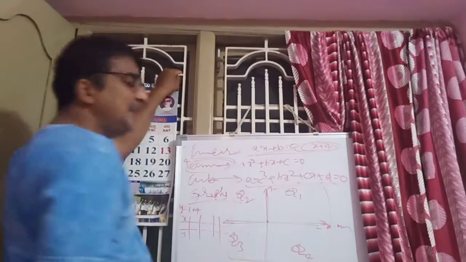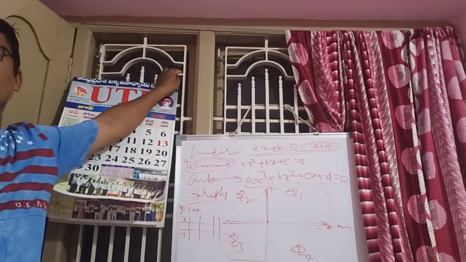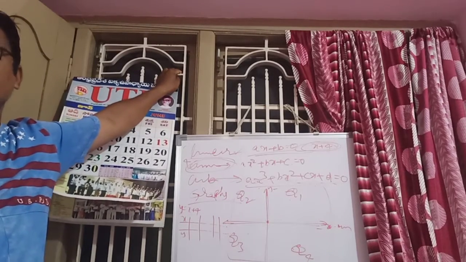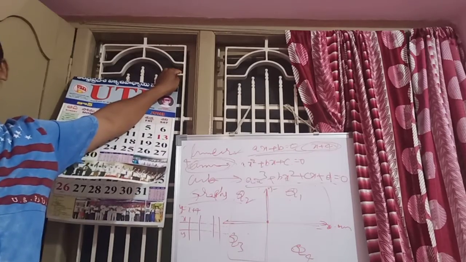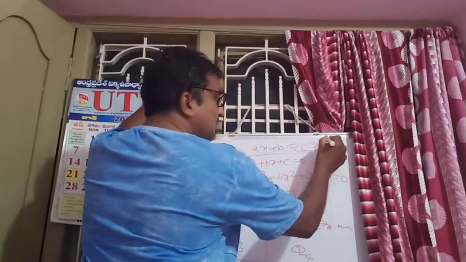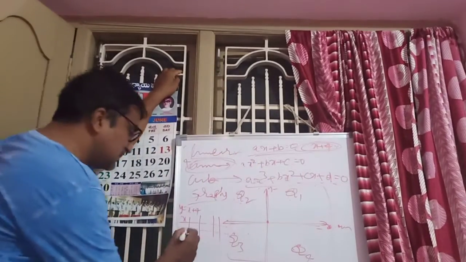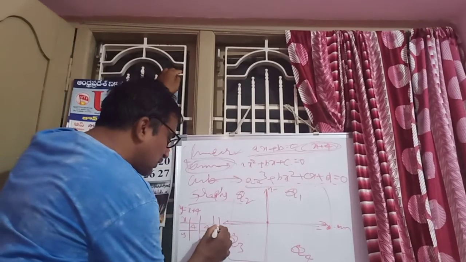Which polynomial is this? x plus 4 is a linear polynomial. How many solutions? One solution. The degree of y is one, only one solution. Here this is the variable, this is the constant. Am I right? So this is the constant, so you can put 4.